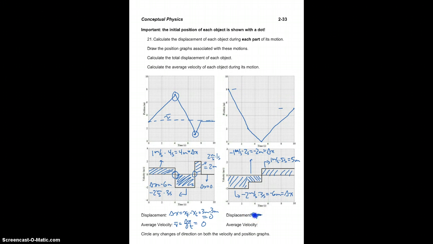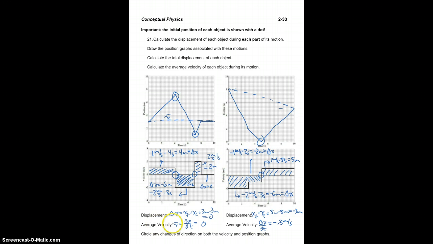xf minus xi is 5 meters minus 8 meters, -3 meters. My average v, which is delta x over delta t, or the slope between these, is -0.3 meters per second. This is -3 meters over 10 seconds. I did have one direction change here where the velocity changed sign.